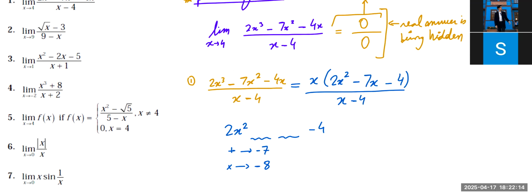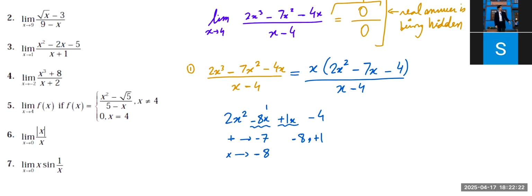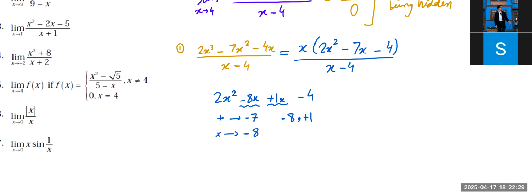Negative 8 times 1. Exactly. -8 and +1. So let's put the -8 here and the +1x here. Don't forget the x, by the way, because they have to add up to -7x technically. Now factorize the first two terms by taking a 2x out, which gives you x minus 4 inside.